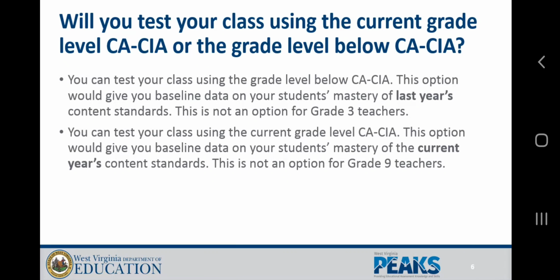Will you test your class using the current grade level CA-CIA or the grade level below CA-CIA? You can test your class using the grade level below CA-CIA. This option would give you baseline data on your students' mastery of last year's content standards. This is not an option for grade 3 teachers. You can test your class using the current grade level CA-CIA. This option would give you baseline data on your students' mastery of the current year's content standards. This is not an option for grade 9 teachers.